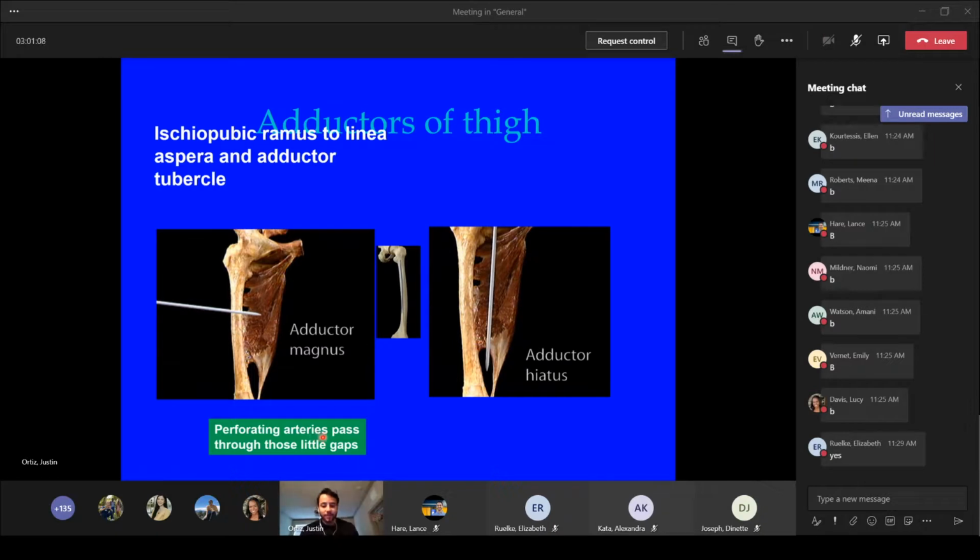Perforating arteries basically pass through these little gaps. So the deep femoral artery sends little branches that go through those gaps, right? But does anybody remember what actually goes through the adductor hiatus, which is located right here? What major supply? It's your femoral artery to become the popliteal. Yep, your femoral artery, which becomes your popliteal.